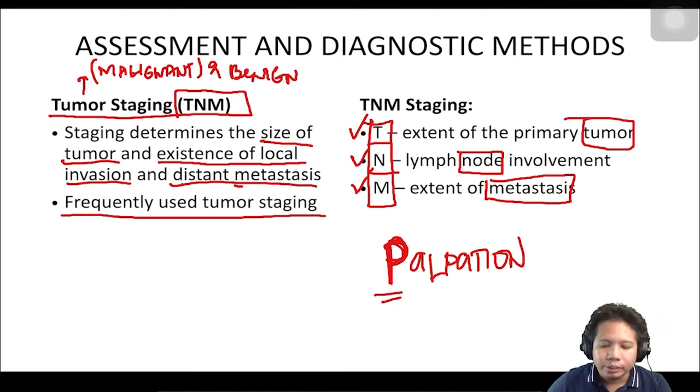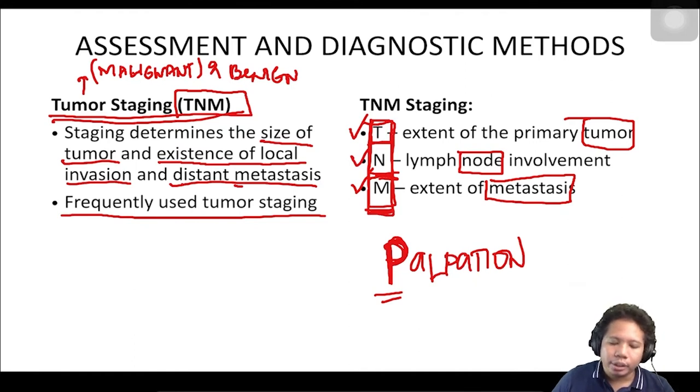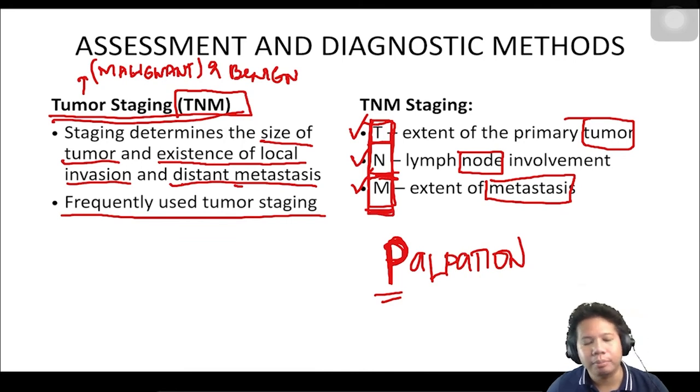Okay, so first of all, we have the tumor staging, or the TNM. TNM is here on the right side. TNM stands for the extent of the primary tumor: T is for the tumor, N is for your lymph node, and M is for your metastasis or spread. Staging determines the size of the tumor for your T, the existence of local invasion, the local nodes, and then the distant metastasis, or the extent of where those cells are going or spreading. This is usually used for tumor staging. Take note, this tumor staging is for both benign and malignant.